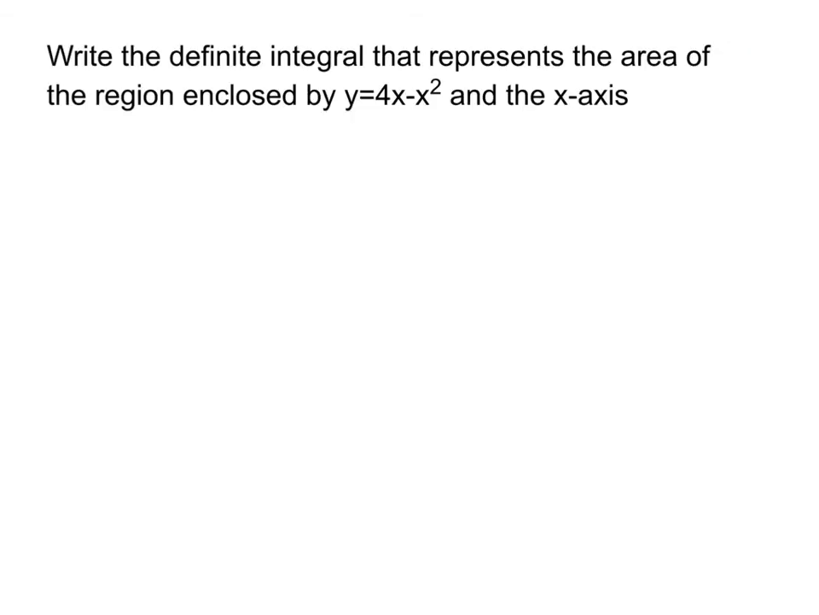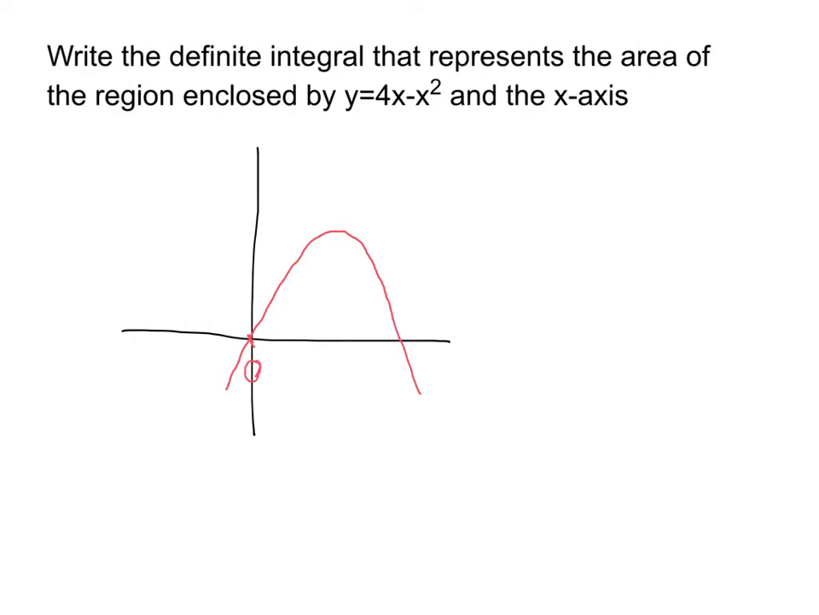Problem number 1. Write the definite integral that represents the area of the region enclosed by y equals 4x minus x squared and the x-axis. So we'll start out with a little sketch of this so we know what it looks like. 4x minus x squared is a parabola that has x-intercepts of 0 and 4, and the x-axis, well, is the x-axis.